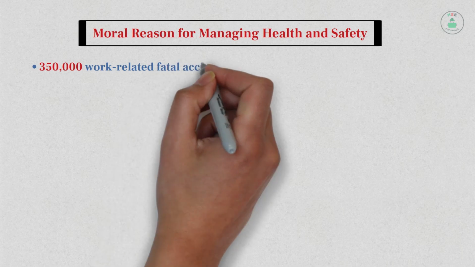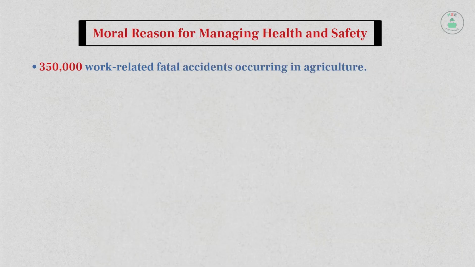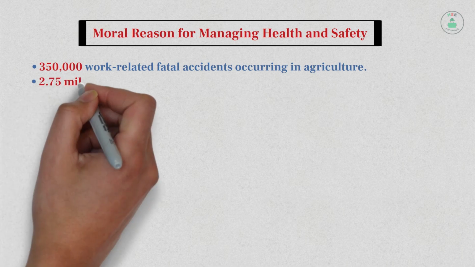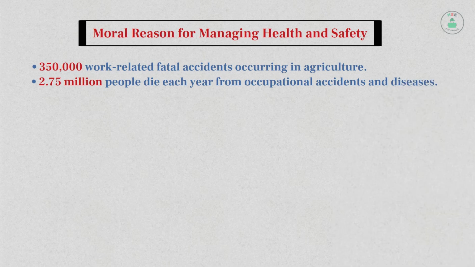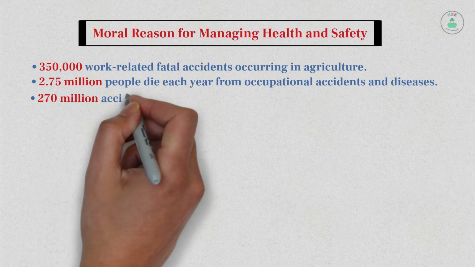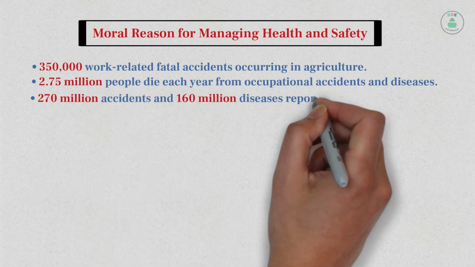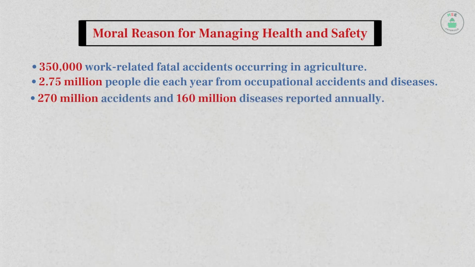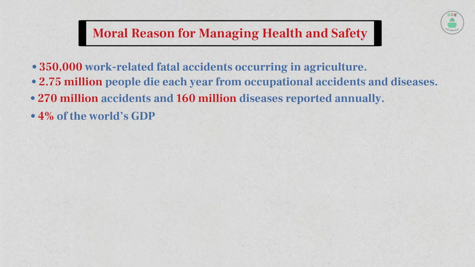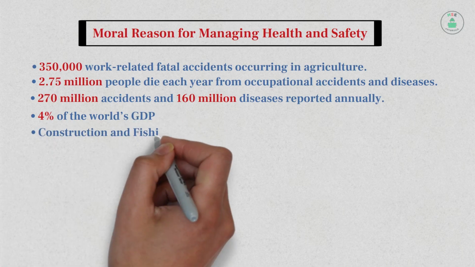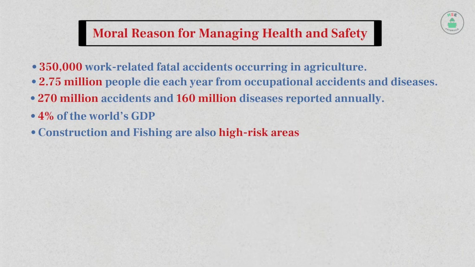Every year, over 350,000 work-related fatal accidents are reported globally, with half occurring in agriculture. Additionally, more than 2.75 million people die each year from occupational accidents and diseases. The total number of recorded accidents and diseases is staggering, with over 270 million accidents and 160 million diseases reported annually. This results in 4% of the world's GDP being lost due to these incidents. Sectors like construction and fishing are also high-risk areas.